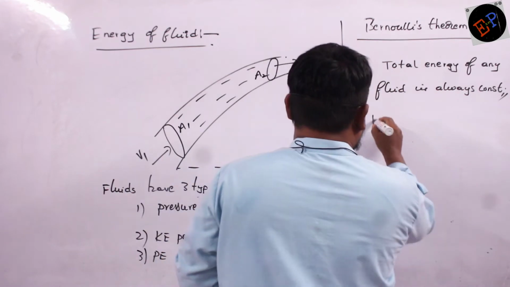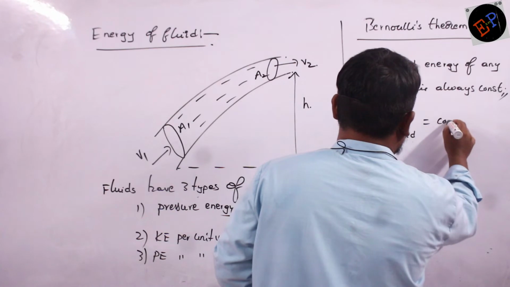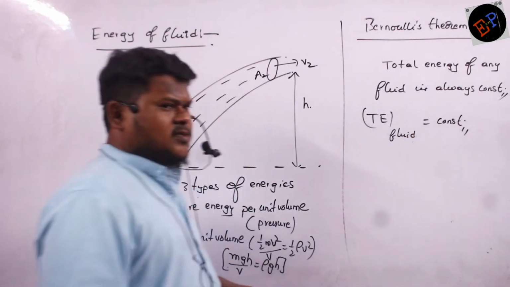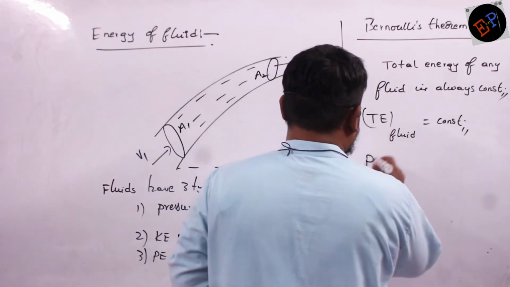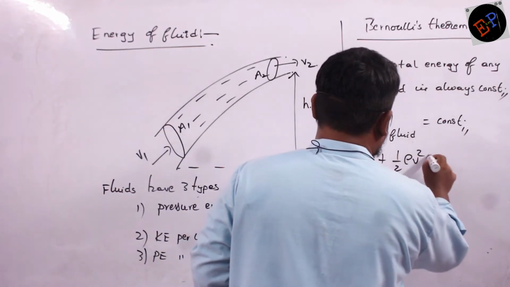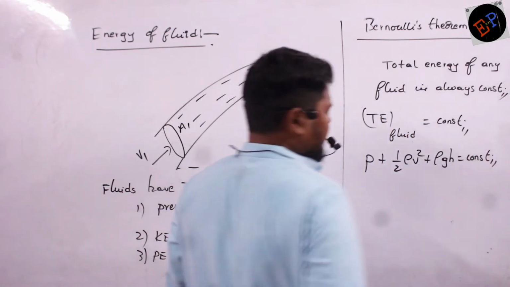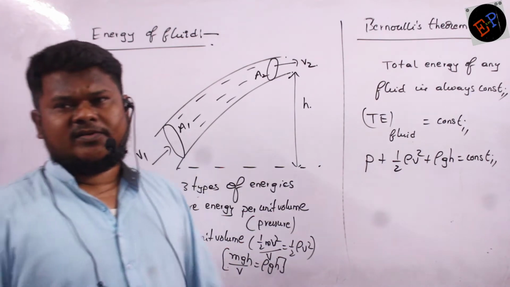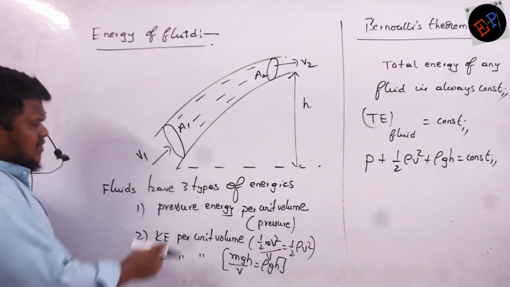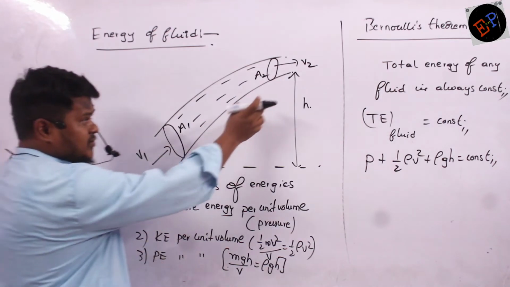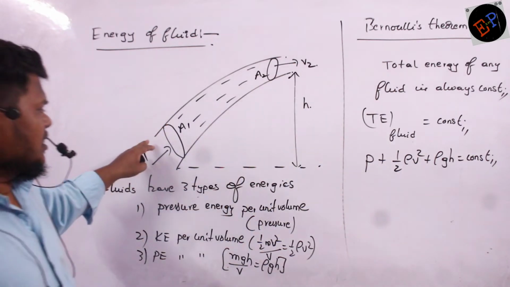So I say the total energy of a fluid is always a constant. How many energies does a fluid have? 3 energies. So the sum of all these 3 energies, pressure plus half rho v square plus rho gh, should be constant. This is called Bernoulli's theorem. Very simple. The sum of all the 3 energies always remains constant. It means if you calculate energy here and energy here and compare both of them, they will be equal.